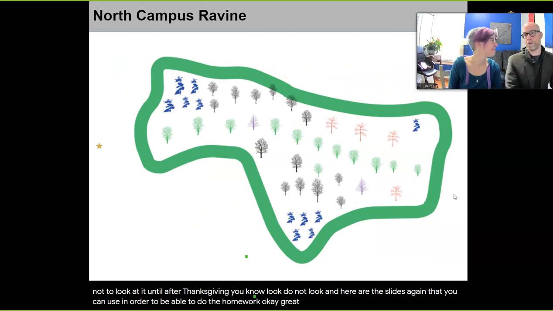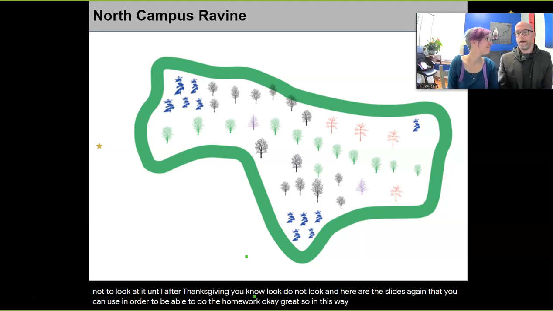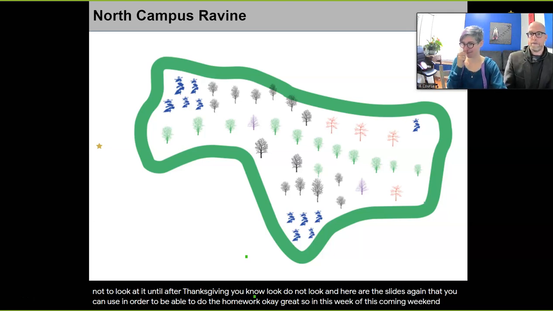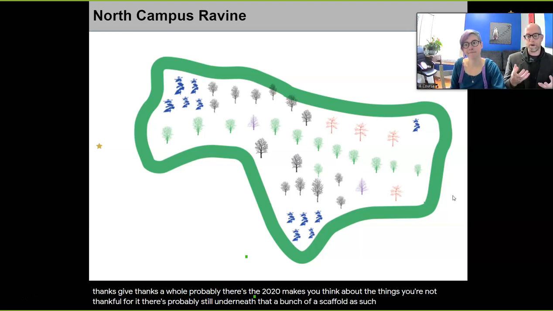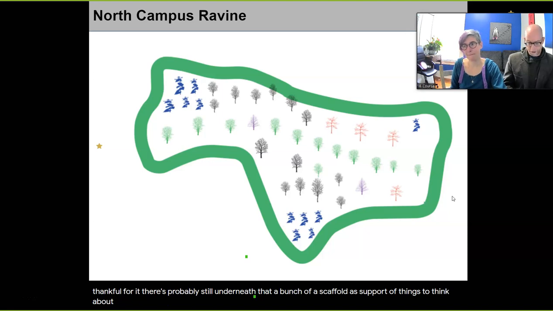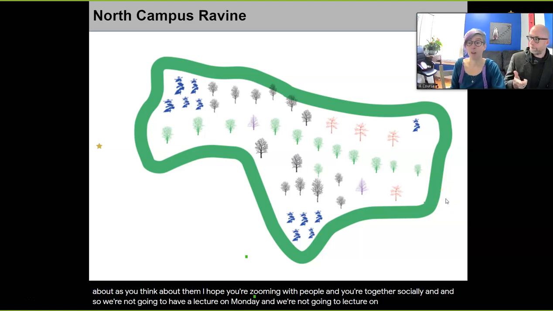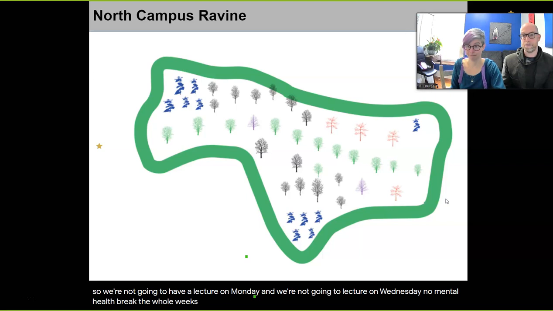Great. So, in this coming weekend, give thanks. 2020 makes you think about the things you're not thankful for, but there's probably still underneath that a scaffold, a support of things to think about. As you think about them, I hope you're Zooming with people and you're together socially and maybe distanced physically. And so we're not going to have a lecture on Monday. And we're not going to have a lecture on Wednesday. No, mental health break. Take a whole week.